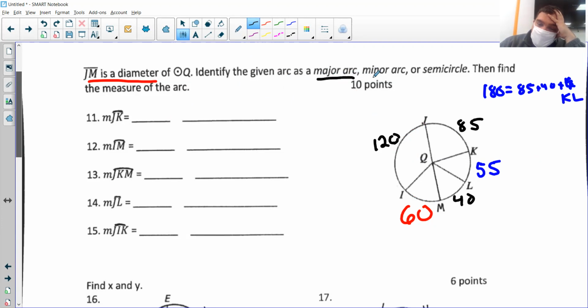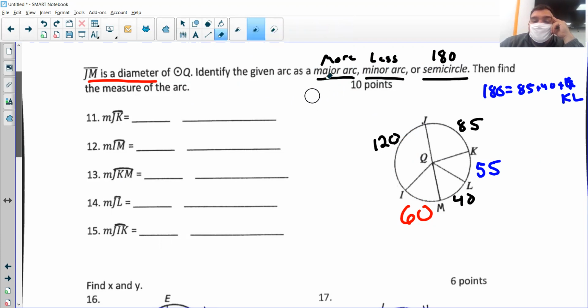So, I hear you, man, but I gotta teach you. Major, minor, semi. If semi is 180, any guess what major or minor is gonna be? Minor is less than 180, major is over 180. Good, less than 180 and more than 180. Or you could say greater than 180 or whatever. Okay. Where's R? These are all Ks, I think.